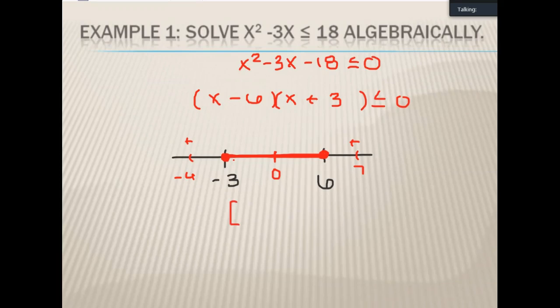So in bracket notation, that would be negative 3 to 6. In inequality notation, that would be negative 3 less than or equal to x less than or equal to 6. And on a number line, it's closed circles shaded between. So all three of these are ways to represent the solutions. They all mean the same.